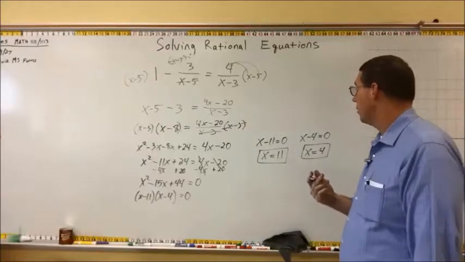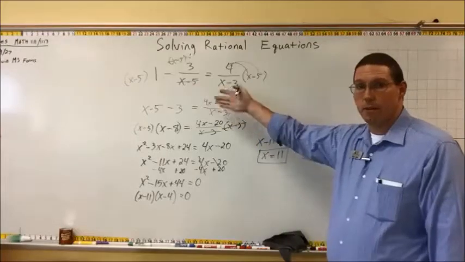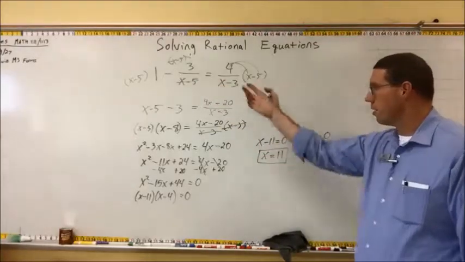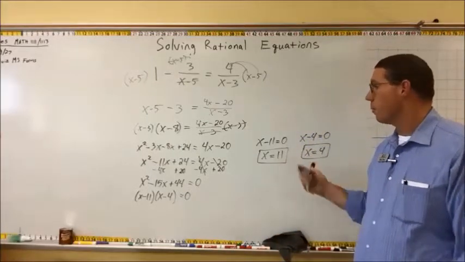Our domain restrictions are x cannot equal 5, x cannot equal 3, and therefore neither one of these solutions is a domain restriction, so we do not have any extraneous solutions, and we're done.